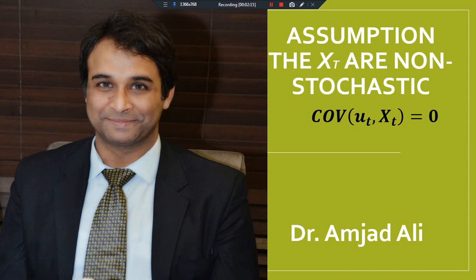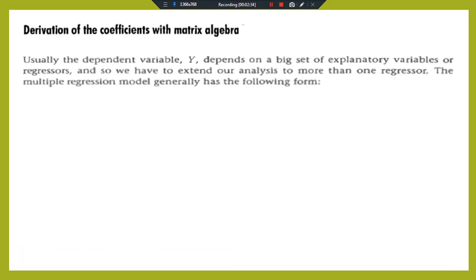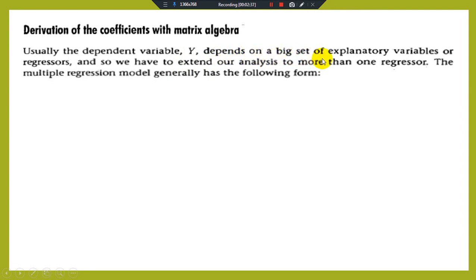For further explanation of this assumption, let's discuss the derivation of the parameter beta, or the parameters, because this is very useful. Usually the dependent variable y depends on a big set of explanatory variables or regressors, so we have to extend our analysis to more than one regressor. The multiple regression model generally has the following form: y is the dependent variable, and x1, x2, x3, and so on up to xk are independent variables.